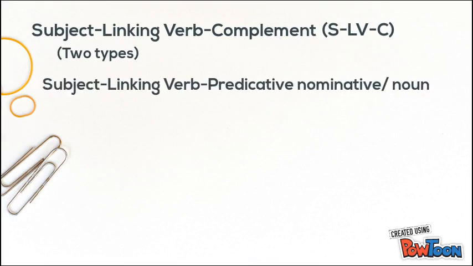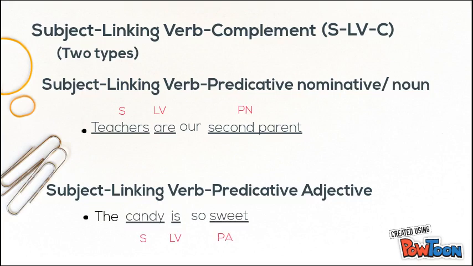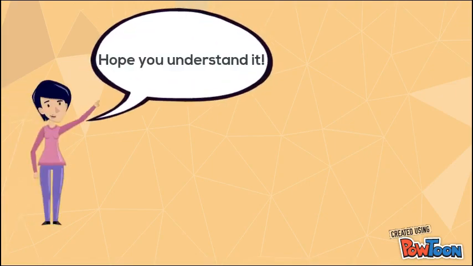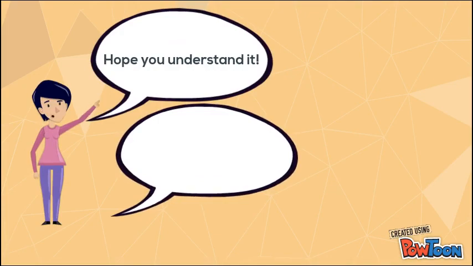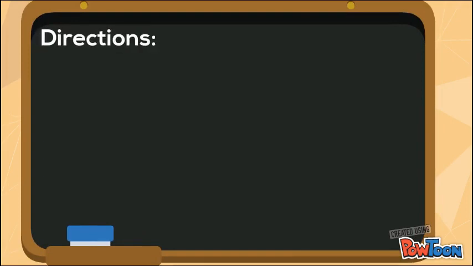It has 2 types, the subject linking verb predicate nominative and the subject linking verb predicate adjective. In the first example, second parents is a predicate nominative for it renames the subject teachers. While in the second example, sweet describes the subject candy, so it is considered as a predicate adjective. So those are the 6 types of basic sentence patterns. Mastering them requires practice, so try testing yourself by answering the following exercise. Good luck!